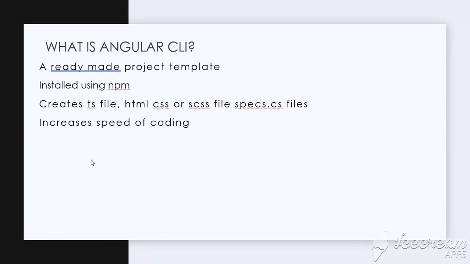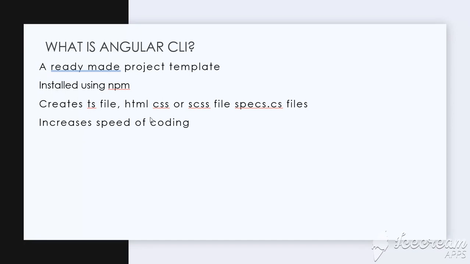So what is Angular CLI? Angular CLI is a ready-made kind of project template. You can use an Angular CLI command and it will generate a basic project structure for you, a template that has all the minimum things to make it run. You can also use Angular CLI commands like ng serve to deploy or test your project, and then install it. It is installed using the Node package manager.